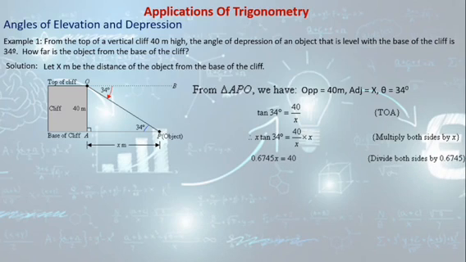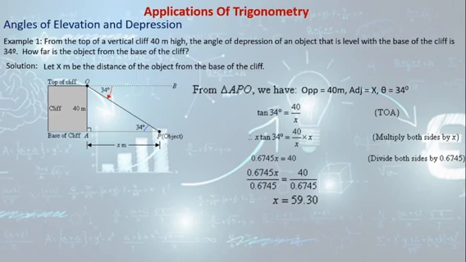Then we divide both sides by tan 34. Let's find the value of tan 34. That will be 0.6745. So we have 0.6745 multiplied by x, which is equal to 40. We divide both sides by that, and then x is equal to 59.30. So the value of x is 59.30, and of course it's in meters, so we add meters to that, and that gives us the answer.